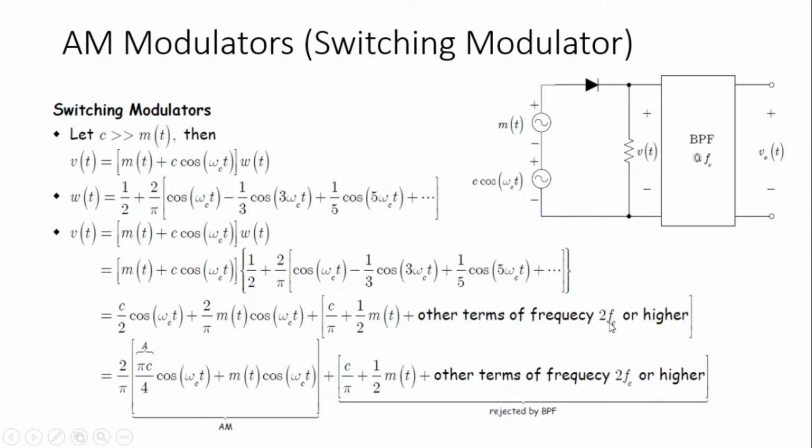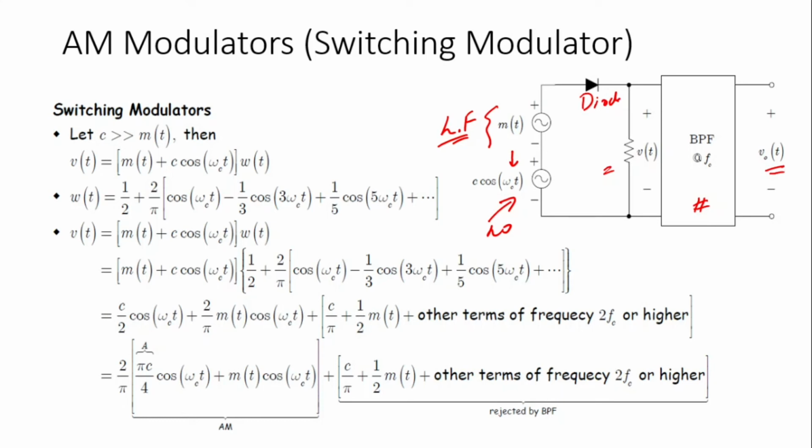Now in terms of simple circuits, over here we have the local oscillator, which is operating at omega ct, which is higher frequency, and then we have a low frequency signal. Then we have a diode, a resistor, then we pass it through a band pass filter, and eventually we have the output, which is in terms of an AM signal.